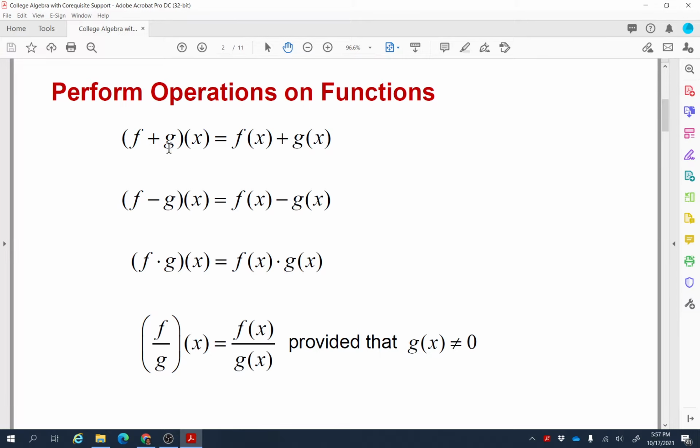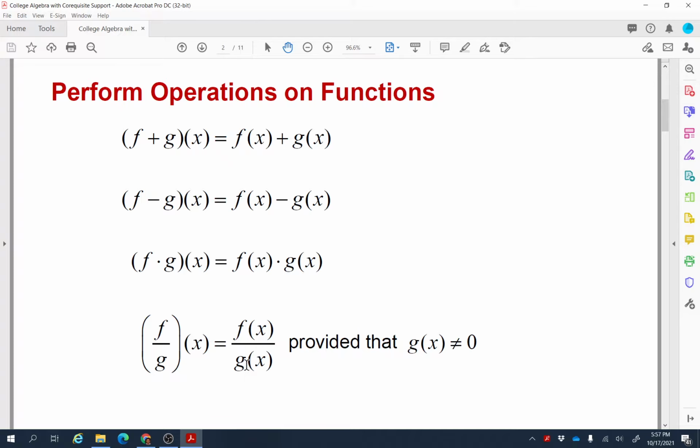f plus g. Let's say there are two functions, f of x and g of x. If you see this notation, that means you are adding those two functions. If you see this notation, that means you are subtracting one function from another one. If you see this notation, that means you are multiplying. And if you see this notation, you are dividing.